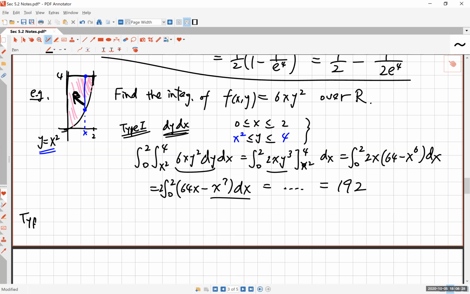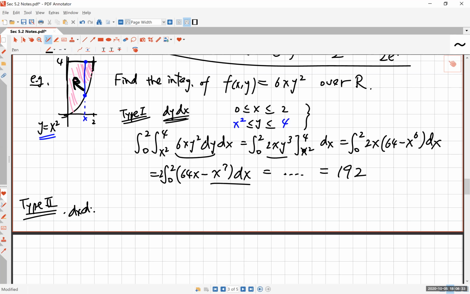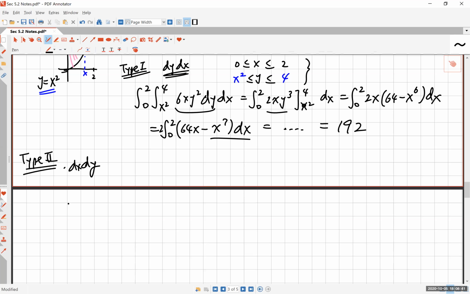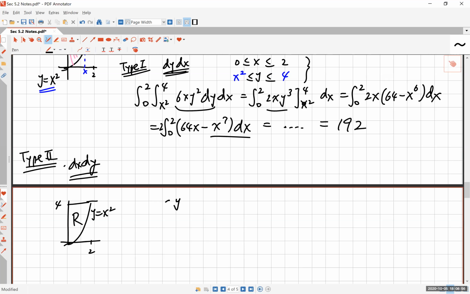All right. Type 2, I want you to be able to do this in the other order as well. Okay, dx, dy. In this order, what are you asking? Here's your integral, and this is 2, this is 4, this is your region R. If you are asked to integrate in this order, dx, dy, the first thing you ask is, what are the y values? Y goes from what to what? The answer, 0 to 4, right?